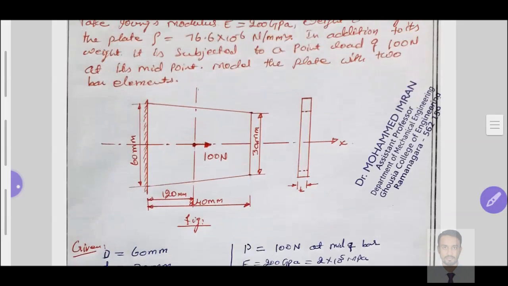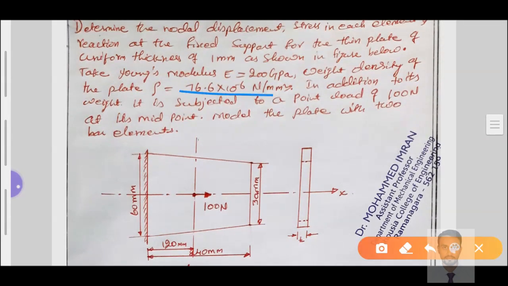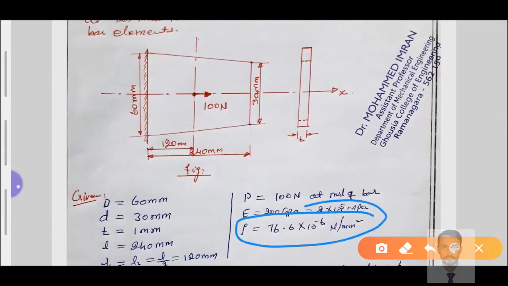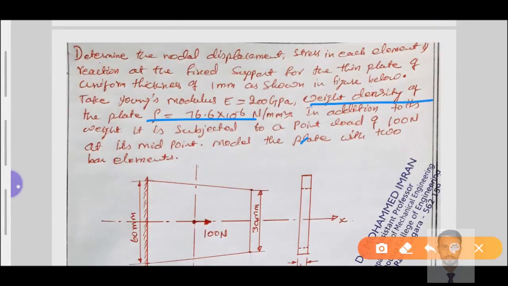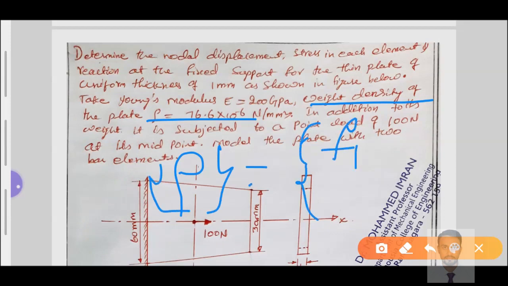Density of the element is given here, that is 76.6 into 10 to the power of minus 3 Newton per millimeter cube. We have a self weight. So due to the density, there will be forces at the element, F1, F2 and F3.